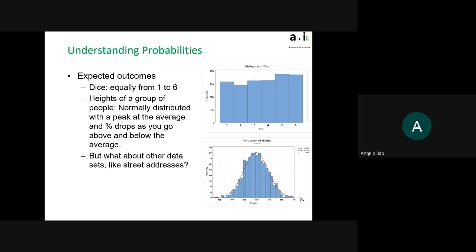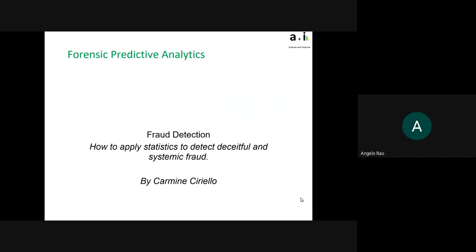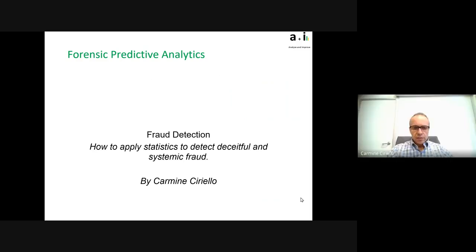Sorry, Carmen, when we're talking about fraud, are we talking about the typical one where there's a financial or personal benefit, but are we also talking about fraud where someone may be faking numbers, faking data? Yeah, exactly. So it's both. That's a good question, Angelo.